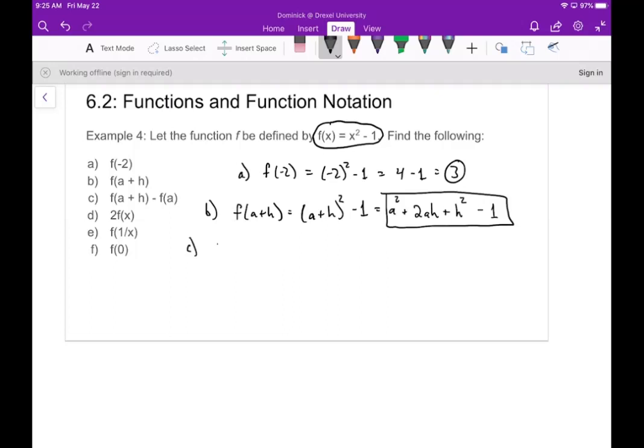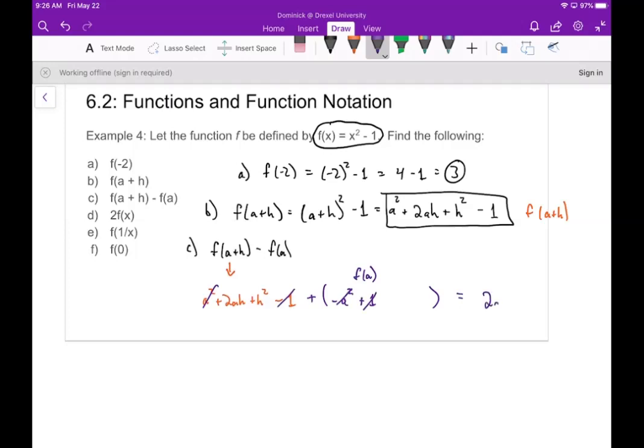Okay, now in part C, we're finding f of a plus h, so the thing that we just found, minus f of a, right? So this is f of a plus h. So let's not do the work again. This is just going to give us a squared plus 2ah plus h squared minus 1. Right? Now I just, in this parentheses, have to put f of a. Right? Well, f of a is just going to be a matter of replacing x squared with a squared, right? So this is minus an a squared and then minus 1. Okay, so when I distribute this negative, my a squareds are going to cancel, and so is my 1, right? And you're going to get a 2ah plus h squared. Okay, so that's that example.